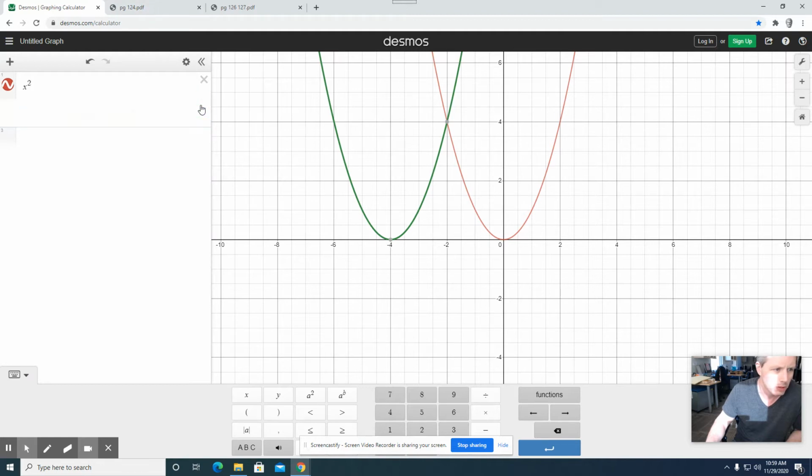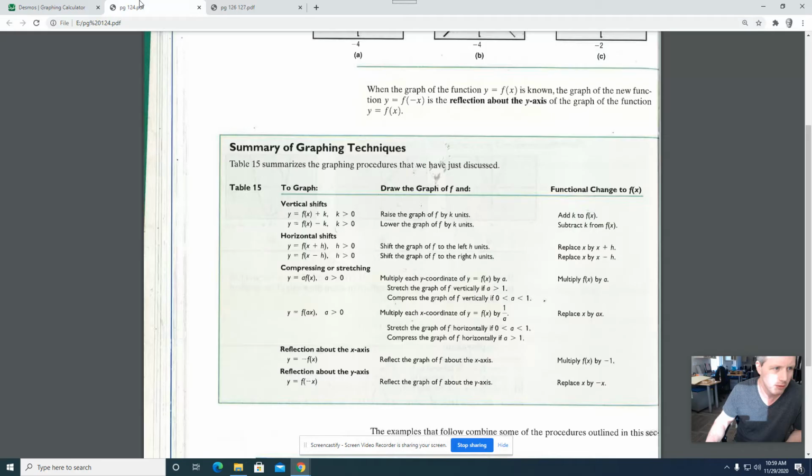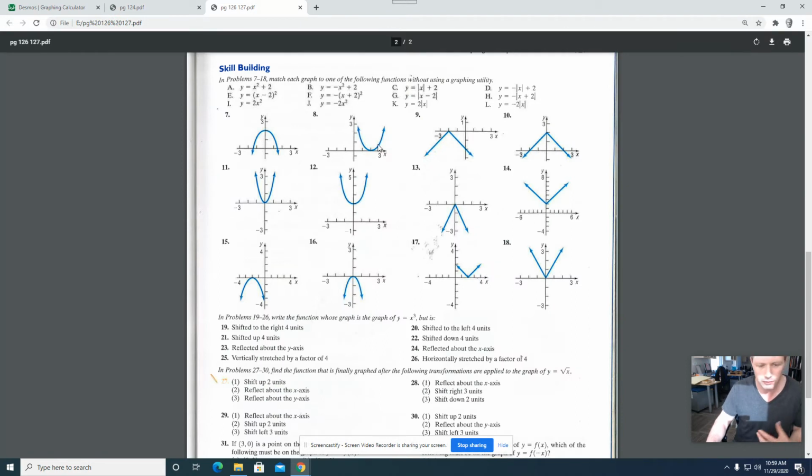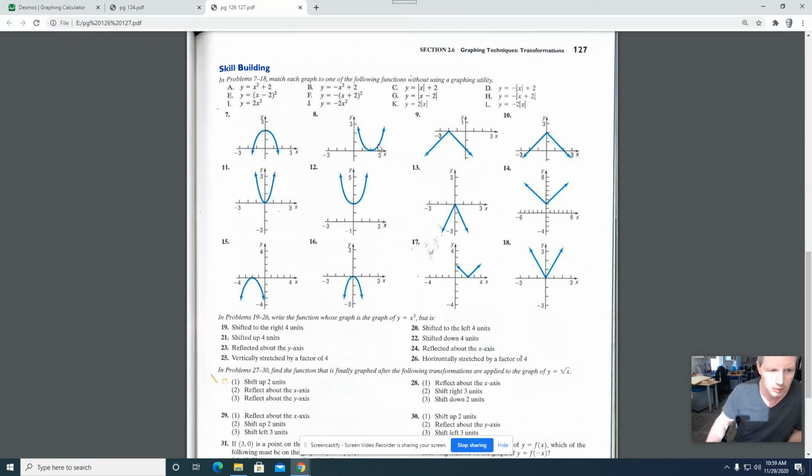Okay, so I'm going to just leave that there and get into the questions. There are a few other things, but I think the easiest way to go about explaining it is to actually do some problems. All right, so like I said, I'm going to go through these even number problems.